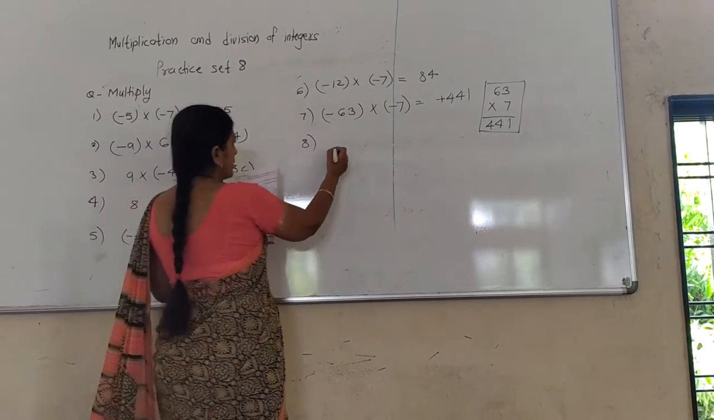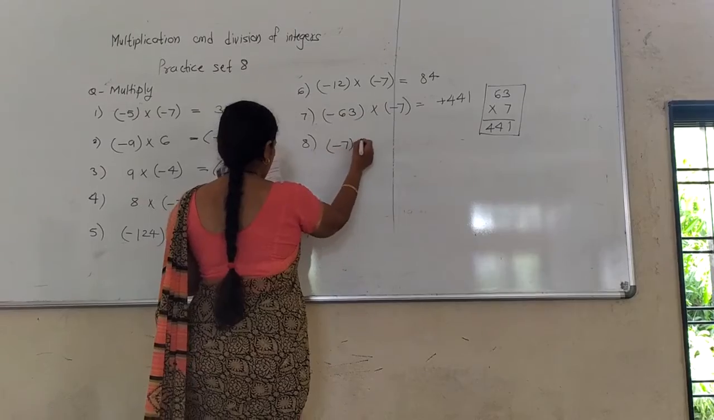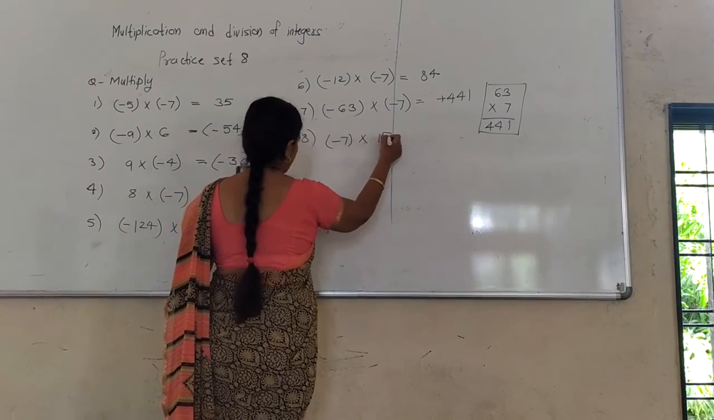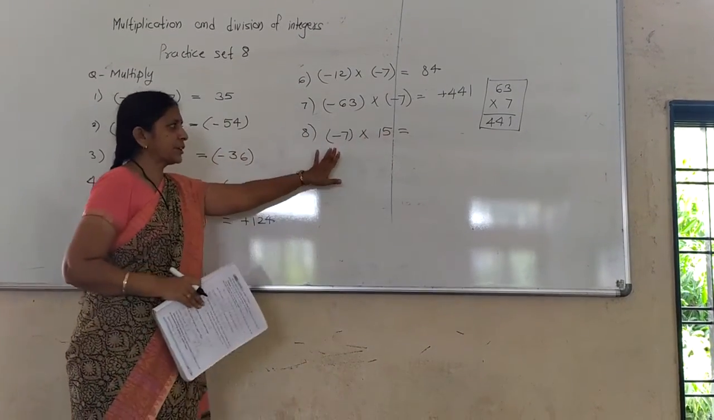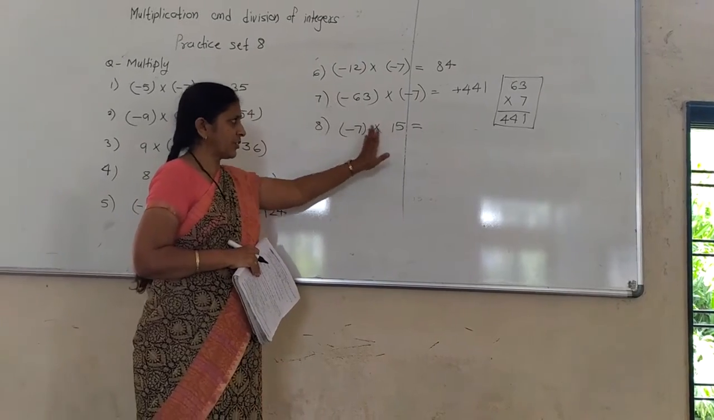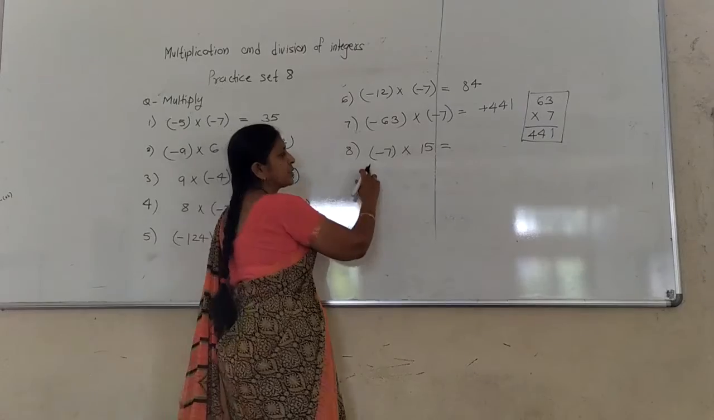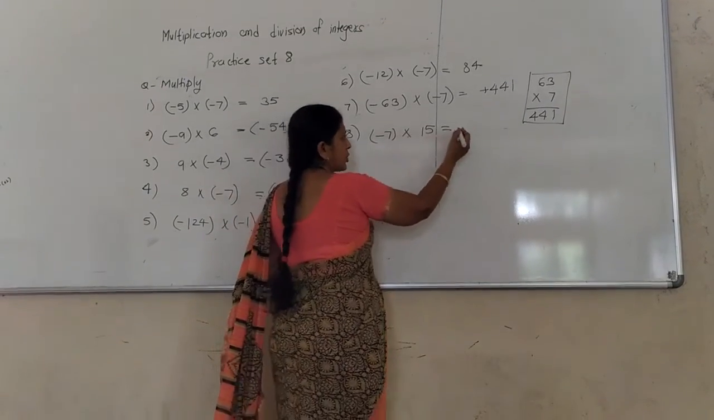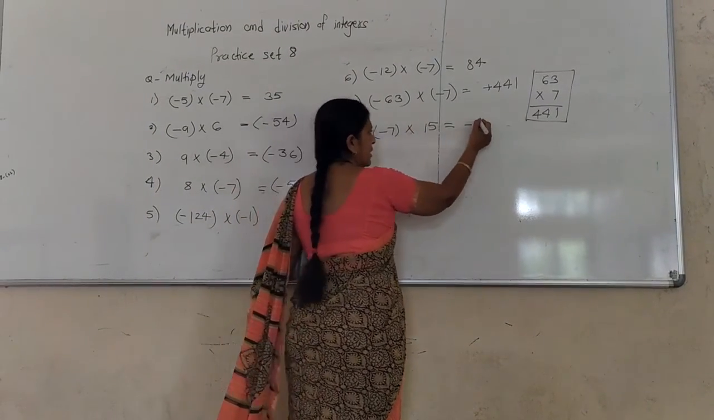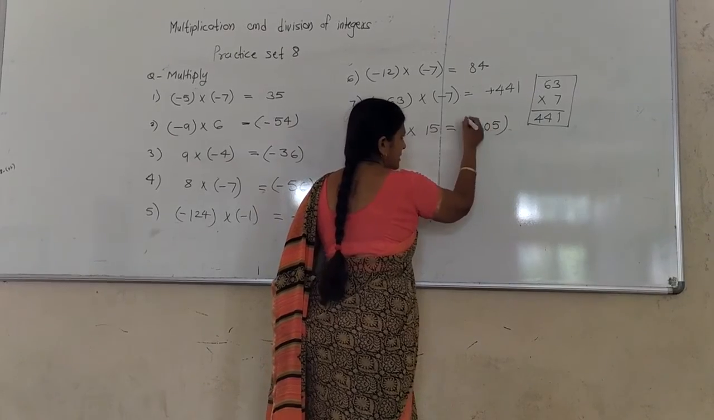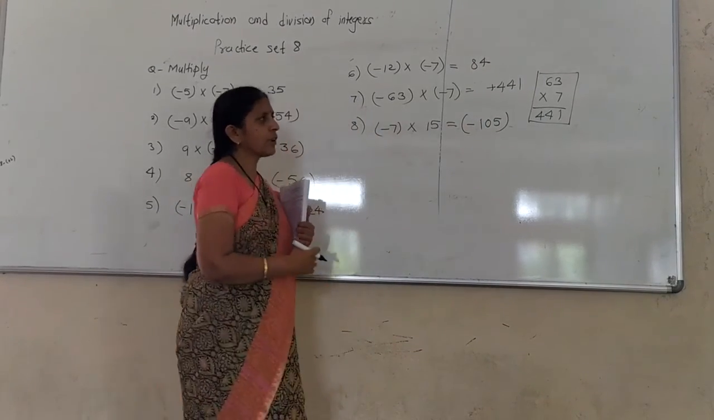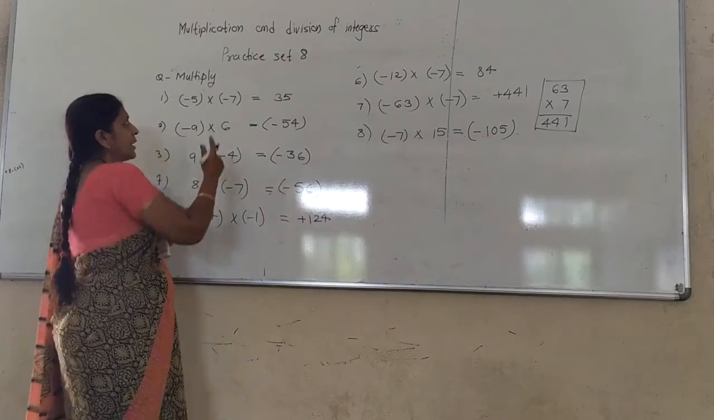Then negative 7 multiplied by 15. The first number is negative, the second number is positive, meaning different signs. The product of different sign integers gives us a negative product. So here negative sign and 15 7s are 105. So our answer is negative 105. So this is about practice set 8.